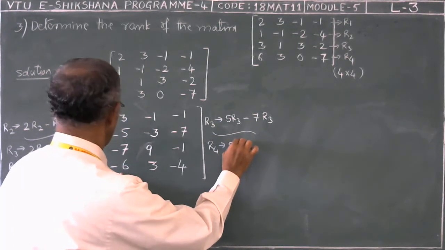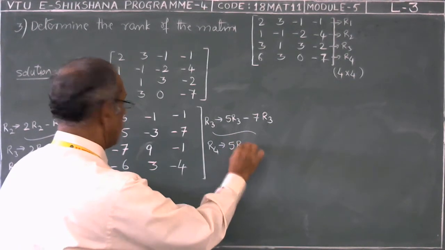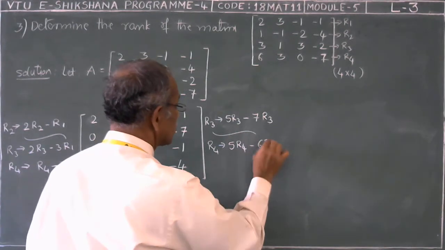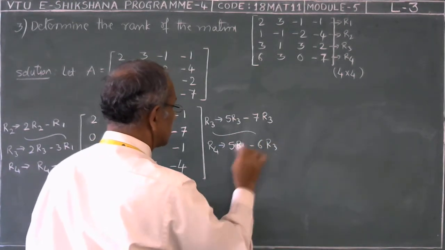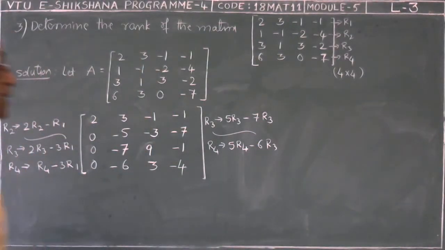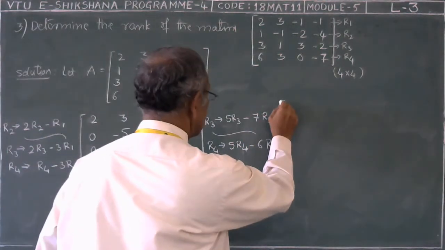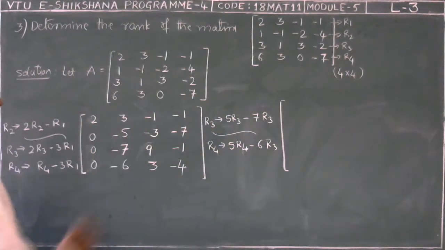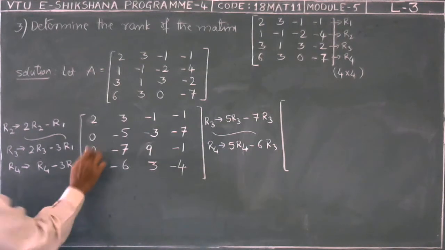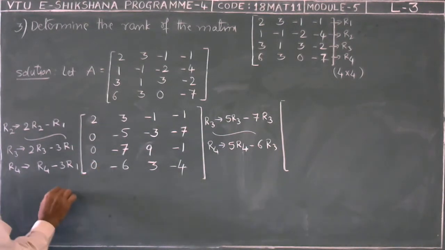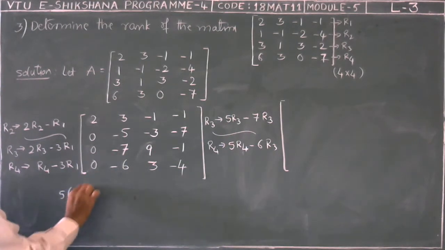Operation 5 R4 minus 6 R2. Minus 6 R2, minus 6 R2. Okay, you get the equivalent matrix. So let me work out here. So 5 R4, this is 0. So leave this column. It is perfectly alright. Don't disturb. So 5 R3, so 5 into minus 7.